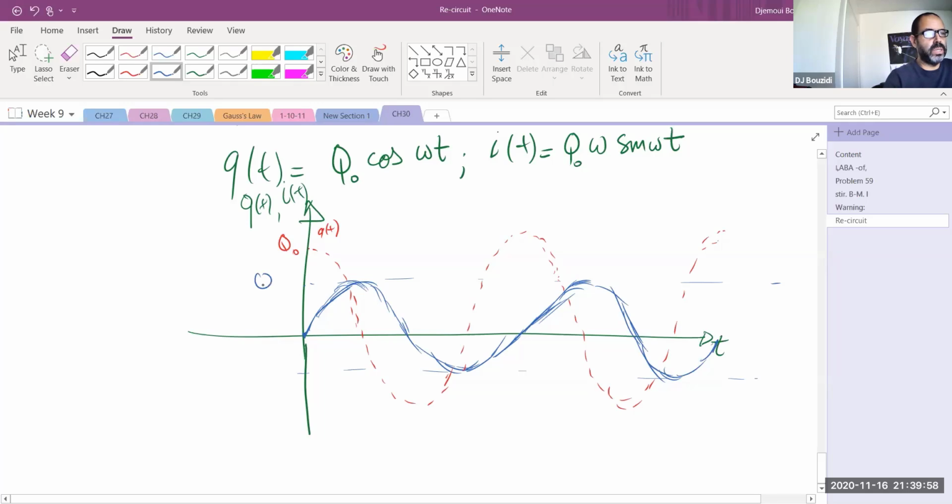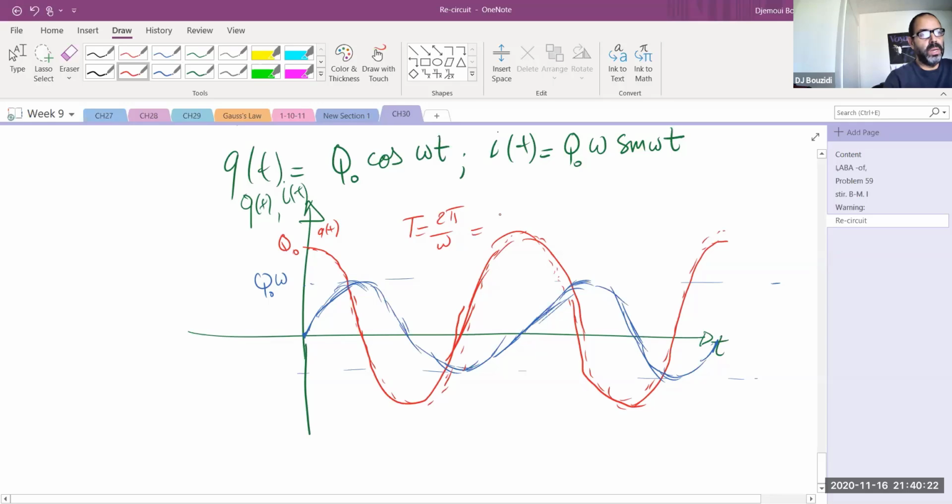So this is the current, whose amplitude is Q naught times omega. And this is the current, whereas the first one is actually the charge in the circuit. Both of them, as you can clearly see, are oscillating with time, okay? And the characteristic oscillation, the period T, is equal to 2 pi over omega, which is equal to 2 pi square root of LC, because omega in this case is 1 over the square root of LC, okay? So this is basically how an LC circuit behaves. So it's an oscillatory circuit similar to the mass spring system, okay?